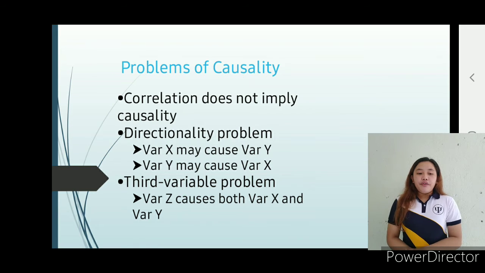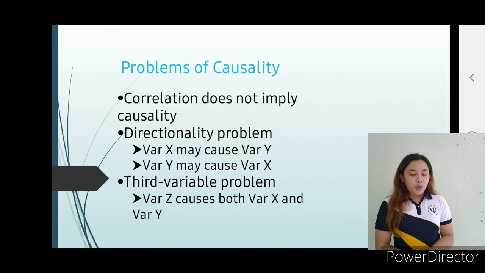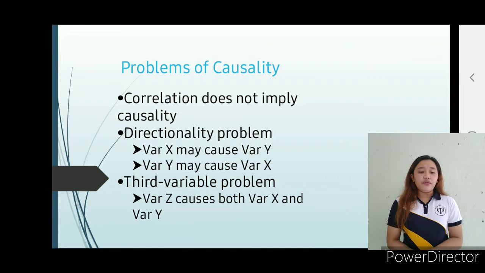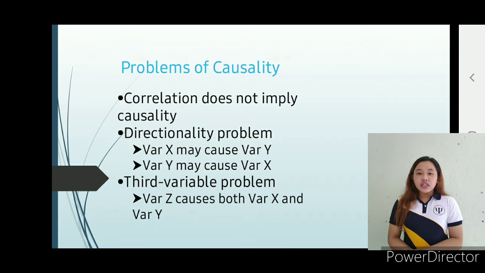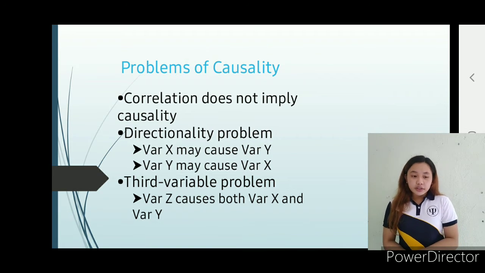Directionality problem. Variable x may cause variable y. Variable y may also cause variable x. The third variable problem. Variable z causes both variable x and variable y. One way of overcoming the directionality problem is based on the idea that causes must precede the effect.